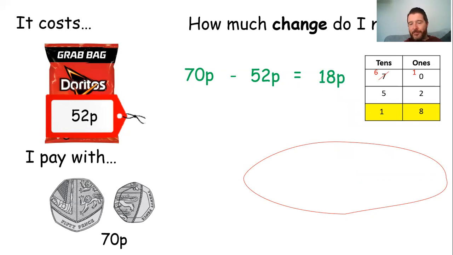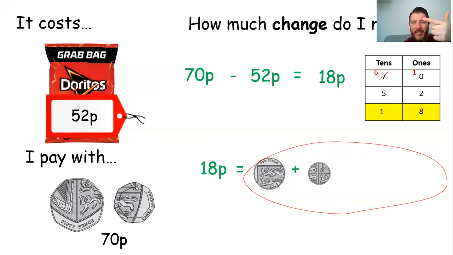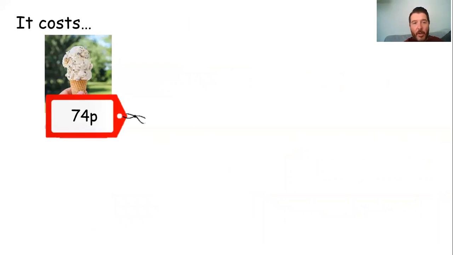So 18. Now, what coins do I need to make 18p? Well, I'm going to need a 10 because we've got 1 ten. And there's no 8p coin, so to make 8, I'm going to need at least 3 coins. So I'm going to use a 5 to take me to 15. And then if I'm on 15, I need 16, 17, 18. I need 3 more. Now, 3 I know is 2 and a 1. So I'm going to use a 2 and then a 1. 18p. That's my change.